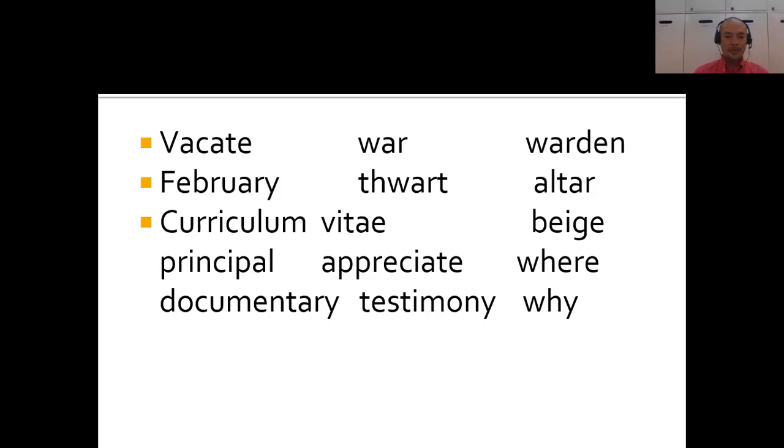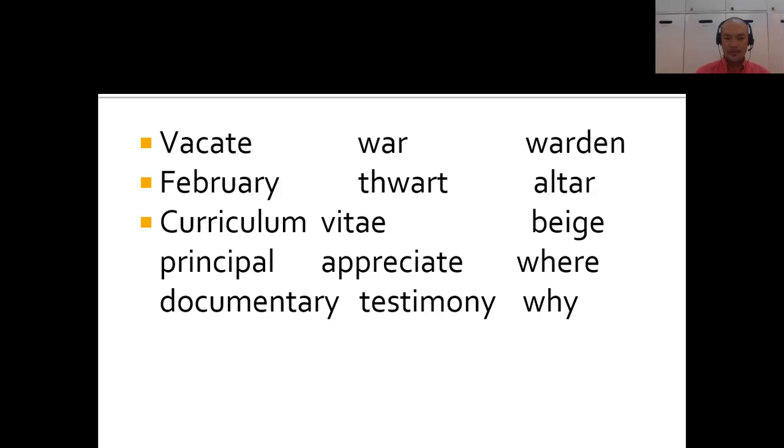Then we have principle. It's the same pronunciation as principal. Then we have documentary, so the stress is on the third syllable. Then in the middle we have war. It sounded like wore, so it's not wore, it's war. There are many other words like that. We have warden, we have wardrobe, so it's always war, and same as thwart.